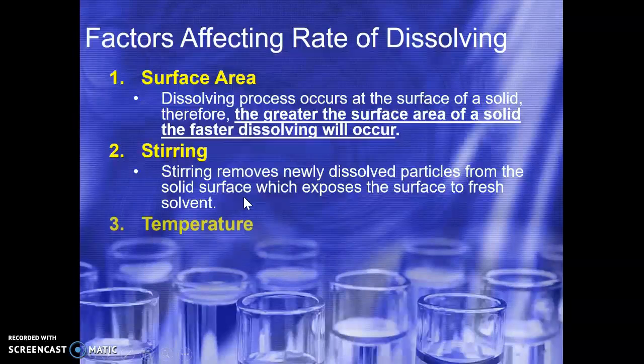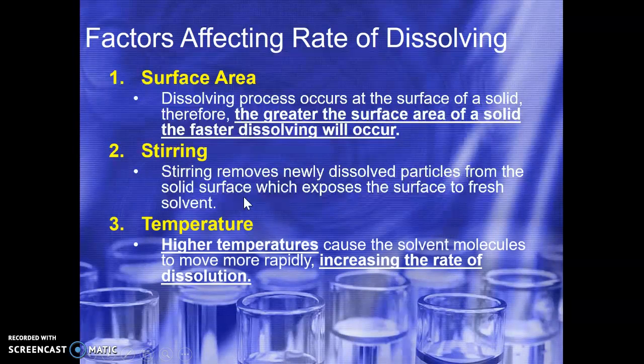The third way that we can increase the rate of dissolving is to increase the temperature. When we increase the temperature of anything, we're really making the molecules go faster. So if they're moving more rapidly, then they're more likely to come into contact with each other more often, and that increases the rate of dissolution or solvation. So those are three ways we can affect the rate of dissolving: changing the surface area, stirring our solution, and changing the temperature.